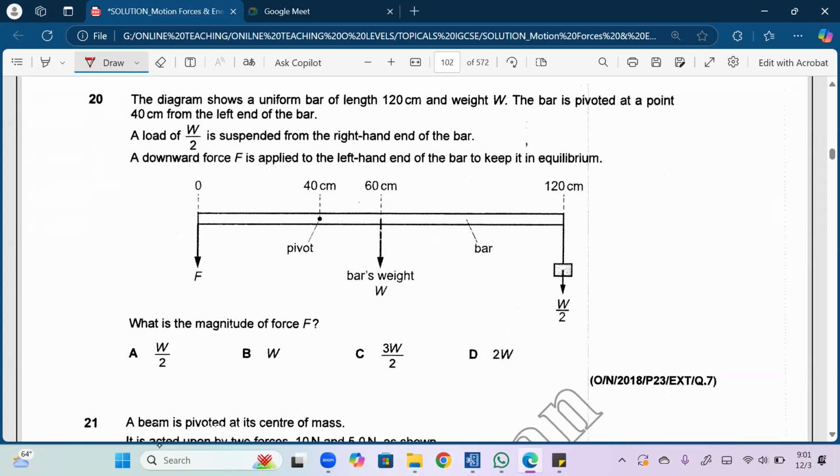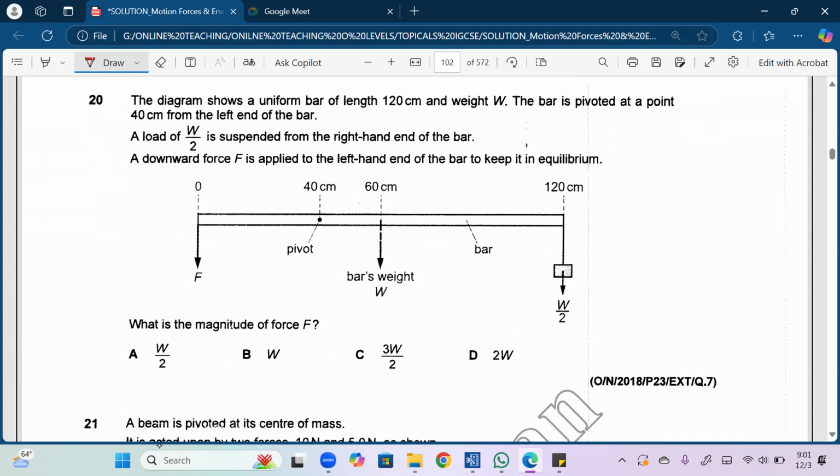Let's suppose this is a question. The diagram shows a uniform bar of length 120 centimeters and weight W. The bar is pivoted at a point 40 centimeters from the left end of the bar. The load W by 2 is suspended from the right-hand end of the bar. A downward force F is applied to the left-hand end to keep it in equilibrium. What is the magnitude of force F? So this is W by 2, this is W. We have to give our answer in terms of W.